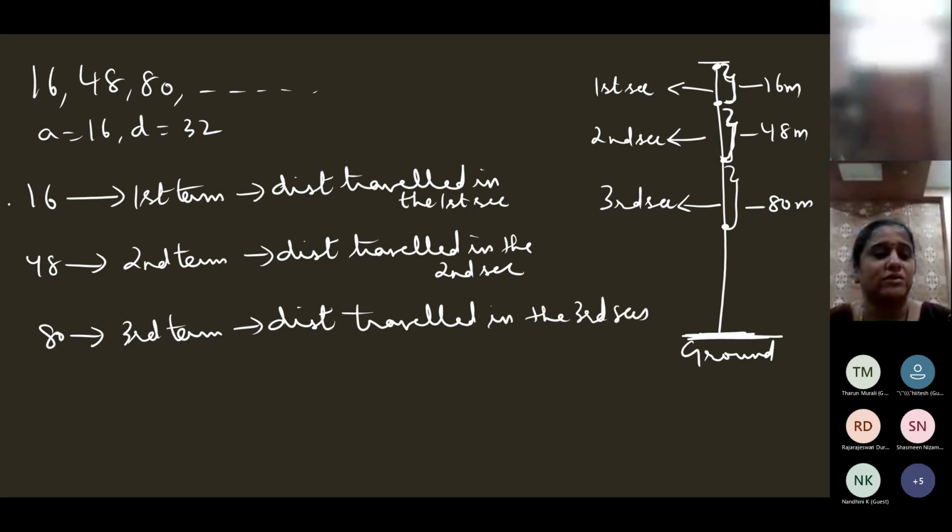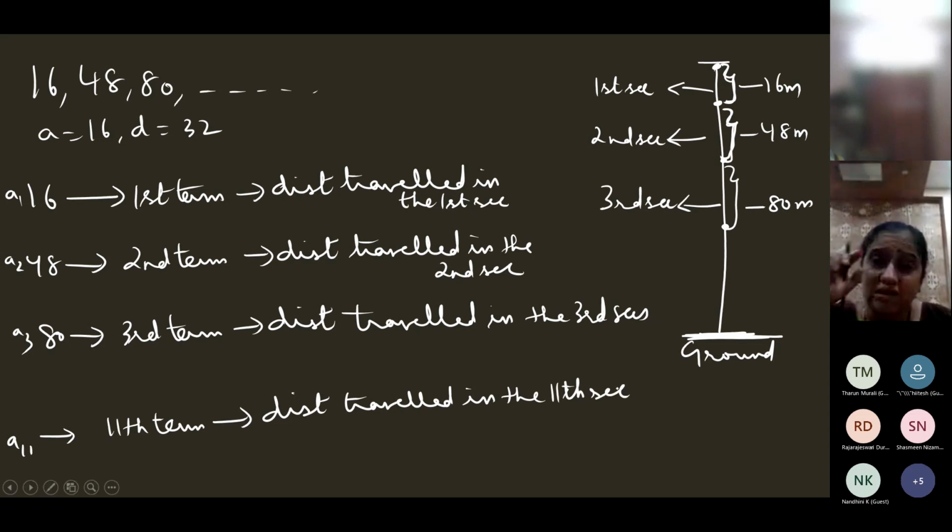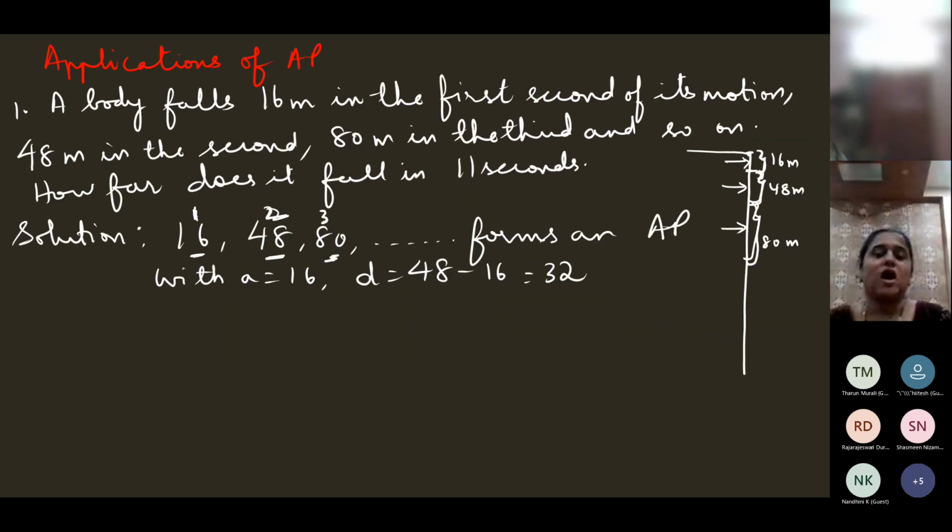Now, if you go to the 11th term, so this is A1, this is A2, this is A3. You go to A11 and ask, what do you represent? It will say, I represent the distance traveled in the 11th second, only in that 11th second. But what is the question? How far does it fall in 11 seconds? That is A1 plus A2 plus A3 plus A4 plus A5 till A11.